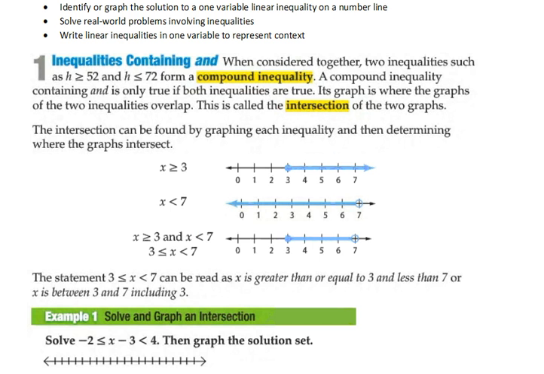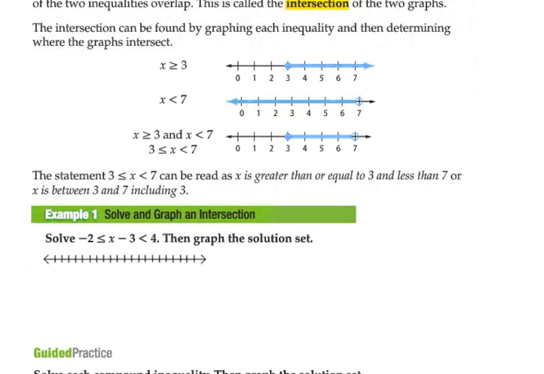Okay, so again, the statement, look at how you read this. x is greater than or equal to 3 and less than 7. So please, when you're reading this, do try to read it like that so we understand that this isn't 3 is less than or equal to x. We always look at x and then work out. So let's go ahead and see how we graph this inequality.